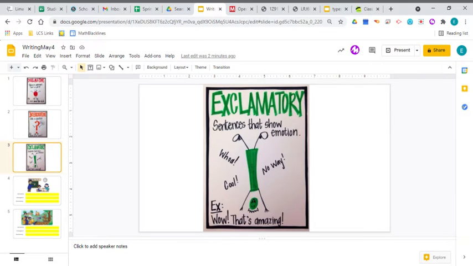Exclamatory sentences are ones that show really strong emotion. You're excited when you say it, like, whoa, cool, no way, wow, that's amazing. Those exclamatory sentences end with an exclamation point. So those are the three types of sentences that we will practice today.